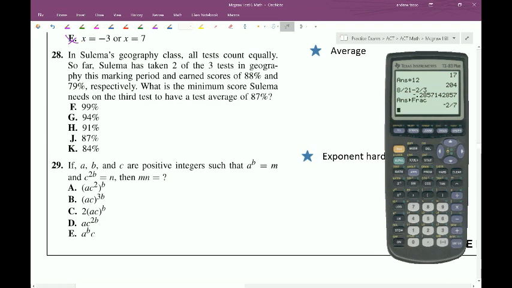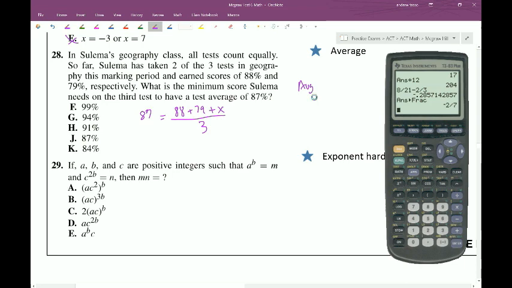In Suleima's geography class, all tests count equally. So far, Suleima has taken 2 of the 3 tests in geography this marking period and earned scores of 88% and 79% respectively. What is the minimum score Suleima needs on the 3rd test to have an average of 87? So she's got an 88 and a 79 and some unknown 3rd score. When you divide that by 3, you'll get the average. She wants an average of 87. So this is our formula.